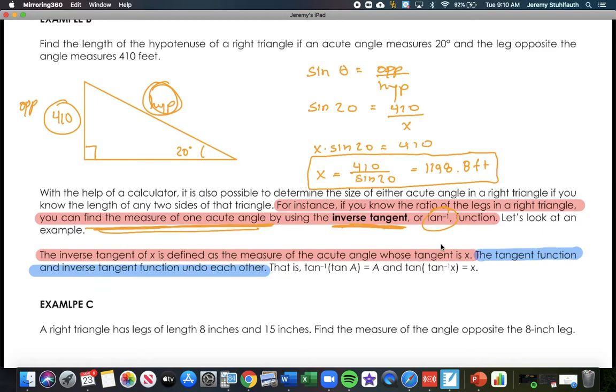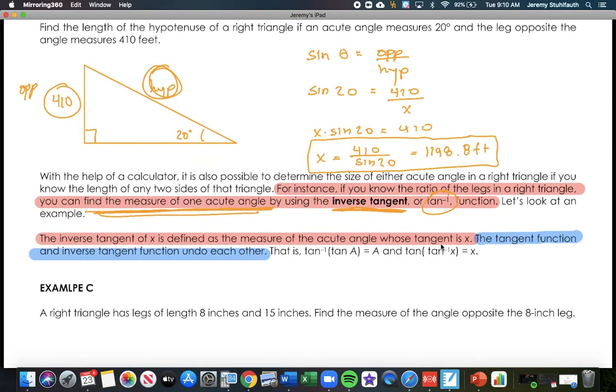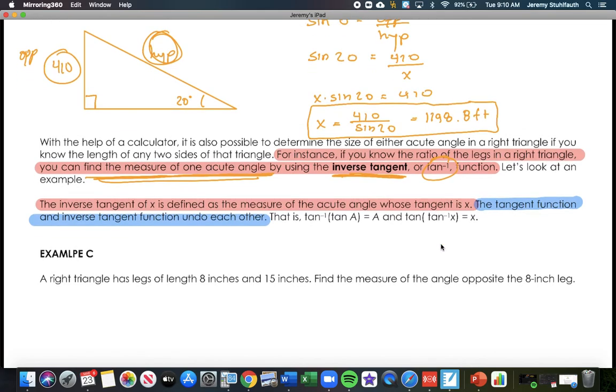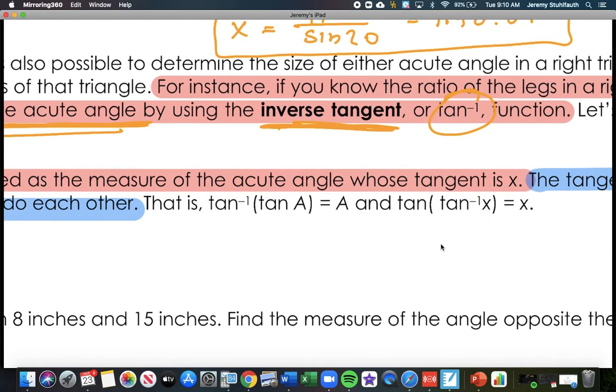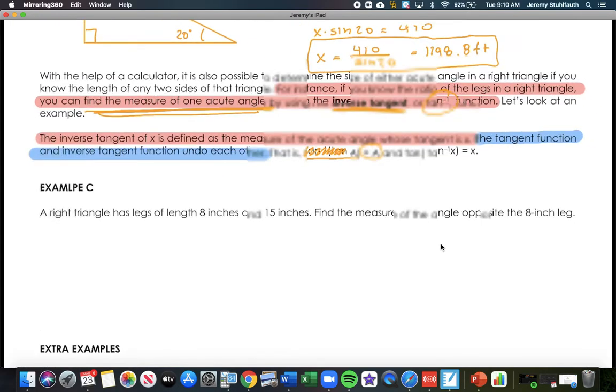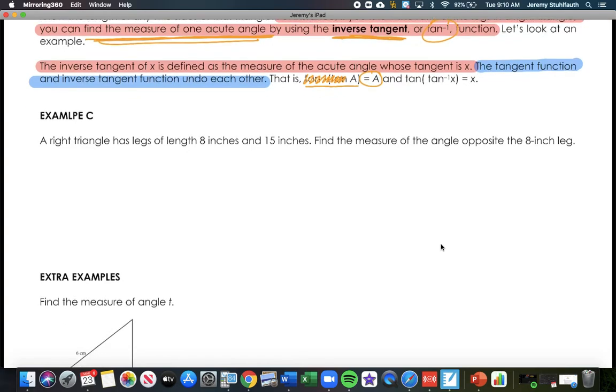So what you need to know about the inverse tangent is that it undoes the tangent function. What this looks like is when you take the inverse tangent of the tangent function, they cancel out, they undo each other, and you're left with just a, which would be the angle that we want to find out. So if we look at this, it says a right triangle has legs of length 8 inches and 15 inches. So we have to draw our right triangle.